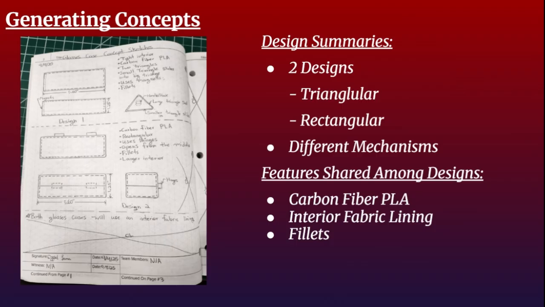The other design shown on the bottom is a rectangular design. This design would be your more traditional glasses case and would utilize a hinge mechanism to open and close from the middle. Both of these designs would include things such as fillets and interior fabric linings for cushioning. These cases will also both be made out of carbon fiber PLA plastic. The case design I would end up going with will be my triangular case design. Not only are triangles naturally stronger shapes than rectangles, but I also felt that this design was more creative, utilizing magnets and a hook as opposed to traditional hinges.